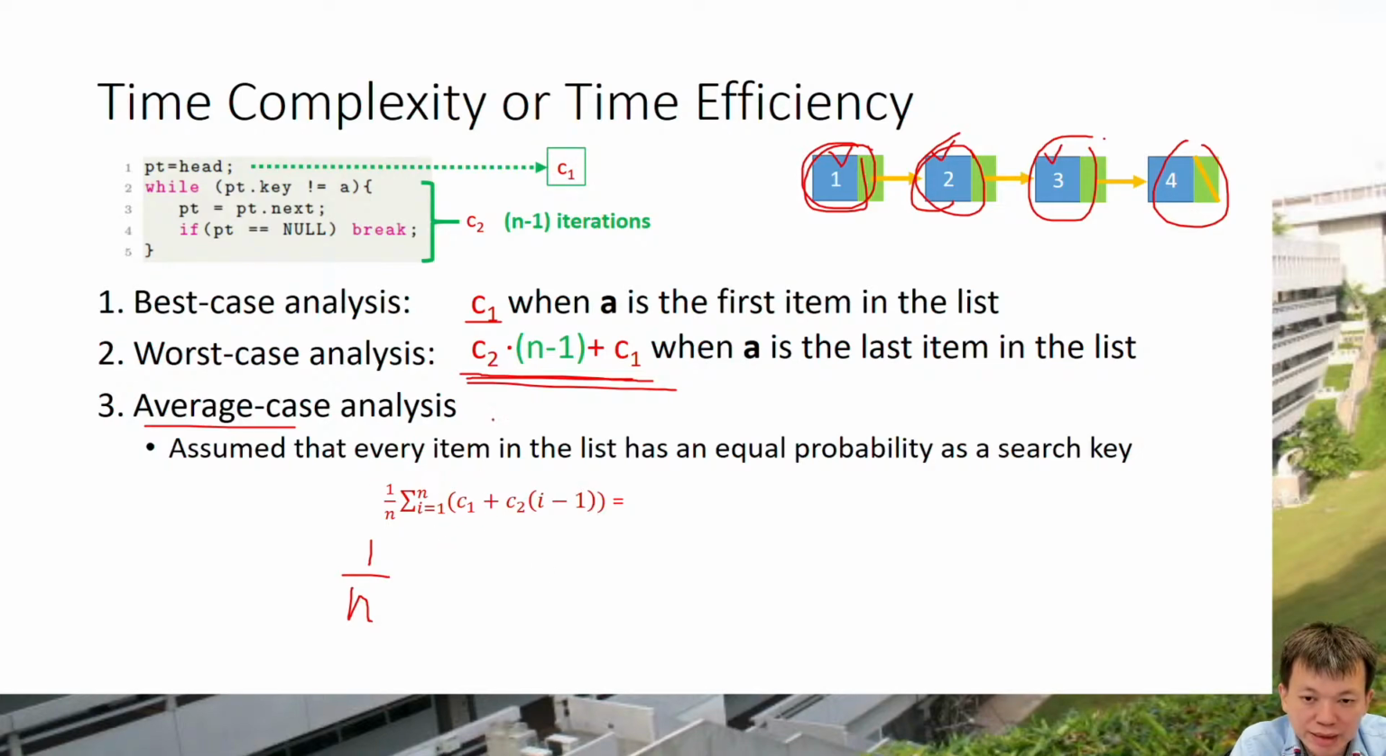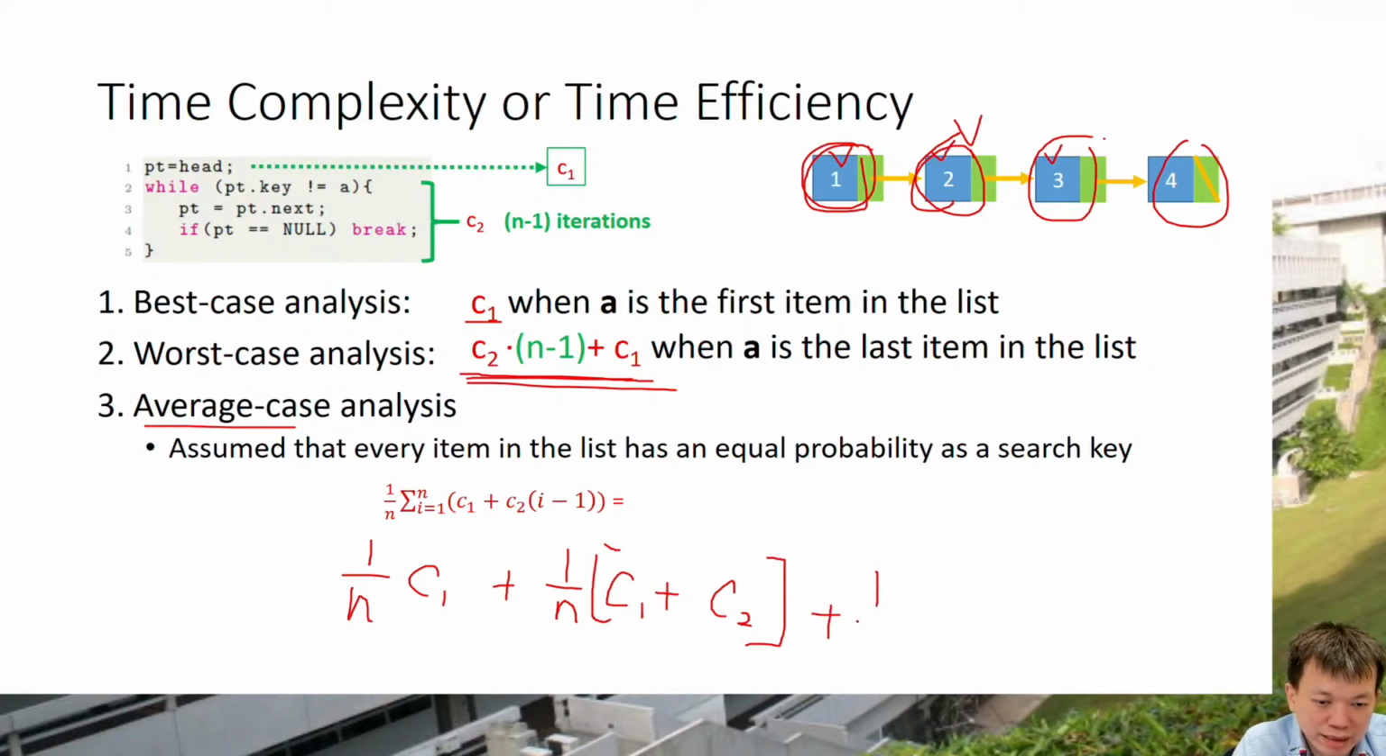Then it needs to run C1 one time. The best case. The next one is 1 over n, C1 plus C2, run one time. That means you enter the while loop. If it's the second item, then you run the while loop one iteration. Then C1 plus 2 C2, 2 iterations, and so on and so forth. 3 iterations, 4 iterations, to n-1 iterations.